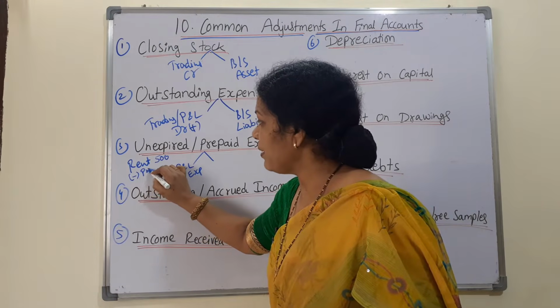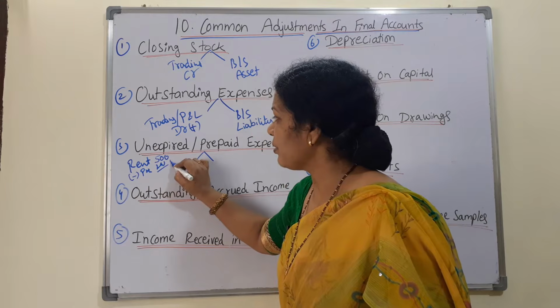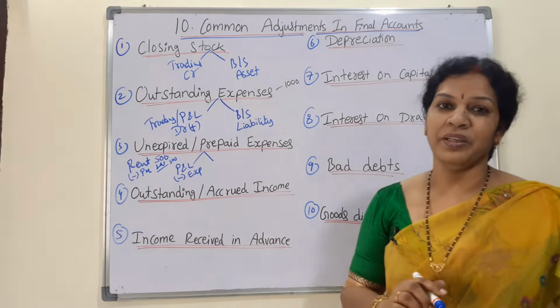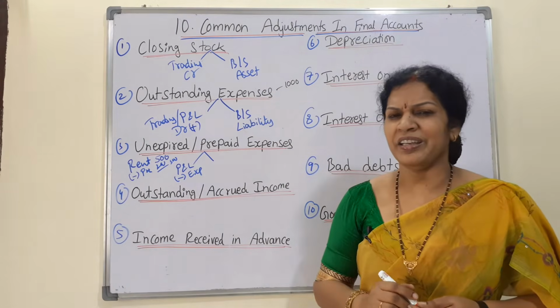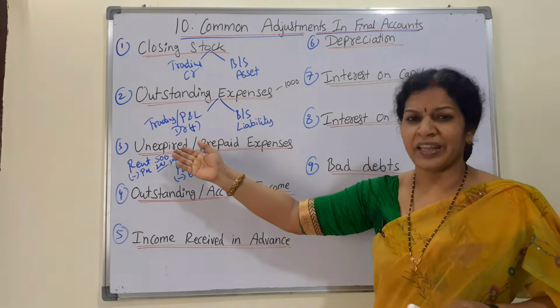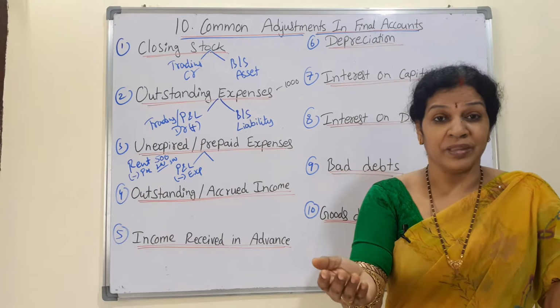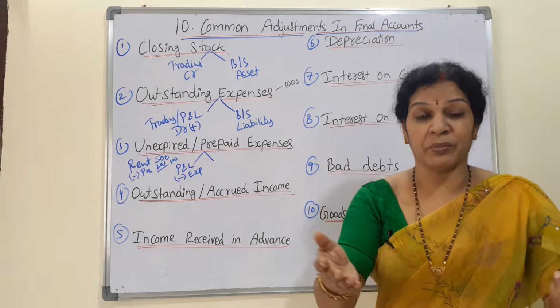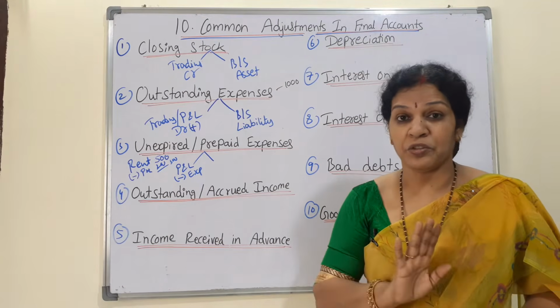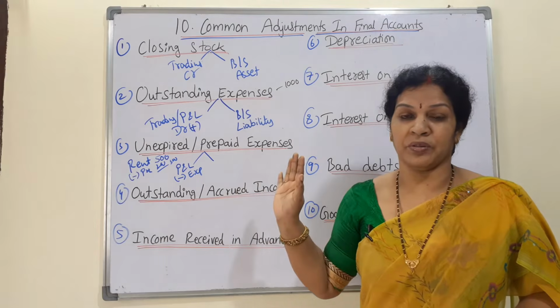Deduct prepaid 200, and show the amount in the outer column, 300. Like this you'll be taking. Are you getting it? Anything prepaid, or you can say unexpired, is another word for prepaid. The next year's amount we have paid now, the next month's amount we have paid now only. So that should be deducted from the P&L account.